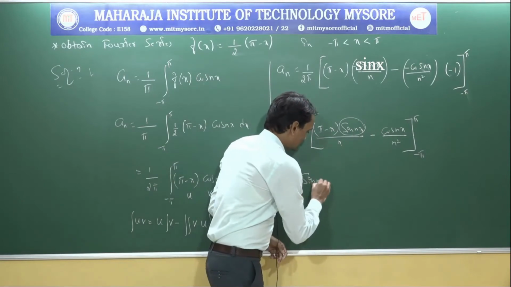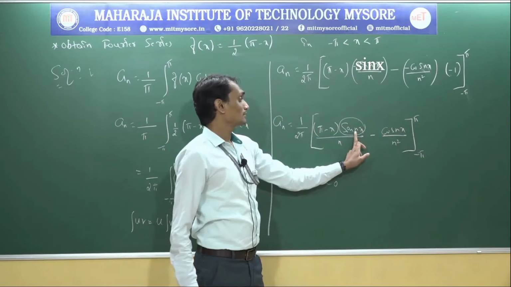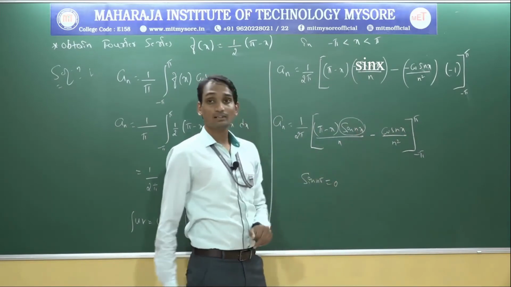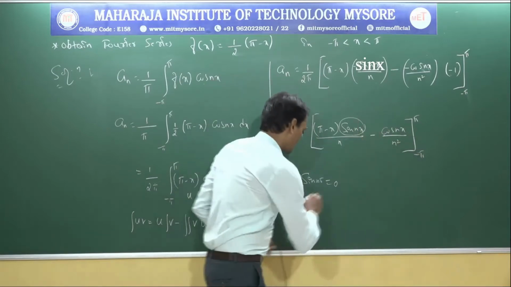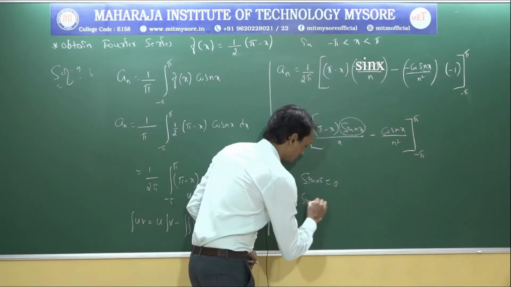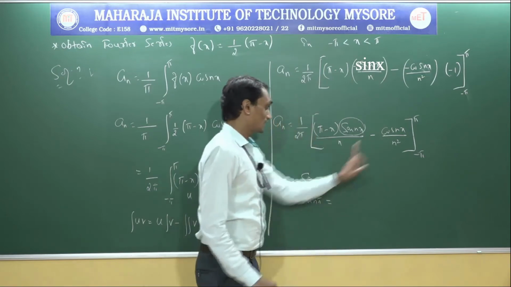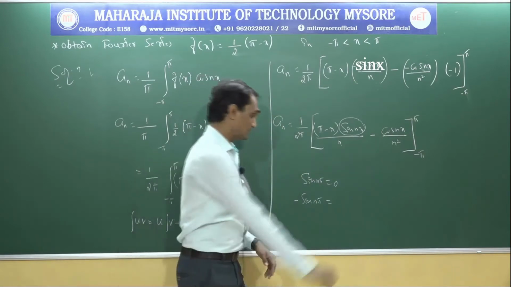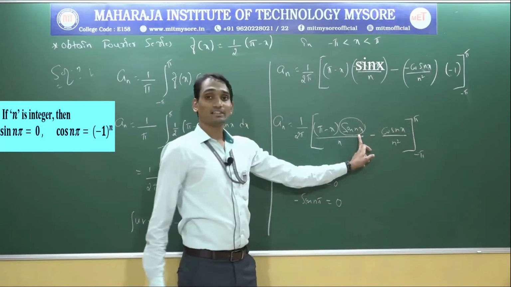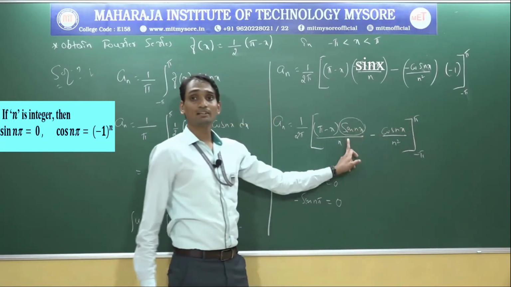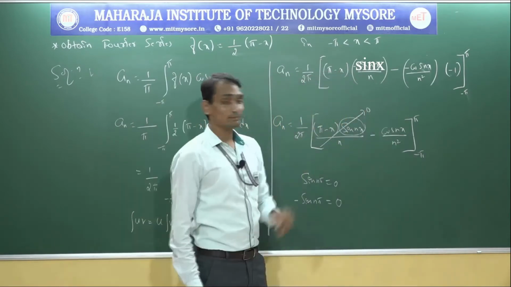What is the sin n pi value? 0. If I substitute pi here, that becomes sin n pi, which is nothing but 0. Again, if I substitute minus pi here, this becomes minus sin n pi, because sin of minus theta is minus sin theta. So this value is also 0. If I substitute pi, sin n pi is 0. If I substitute minus pi, sin n pi is 0. So the first term vanishes. Only the second term remains.